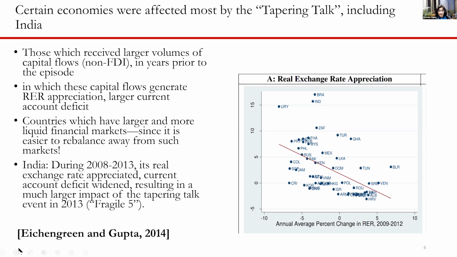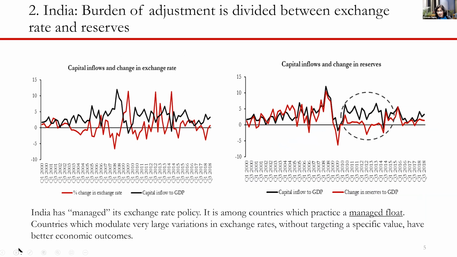Some of the very strong correlates were that countries which had received large volumes of capital flows prior to 2013, countries in which exchange rates had appreciated, resulting in large current account deficits, actually had the larger impact of the tapering. The larger reversals of capital flows, larger impact on the exchange rate and financial markets. So India actually was among the fragile five, as we all know.